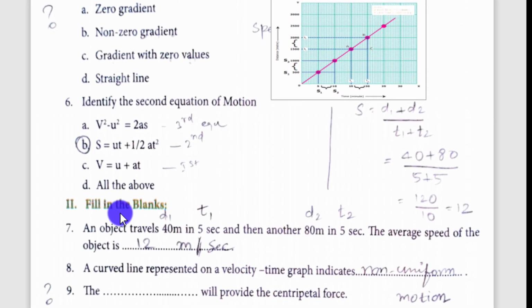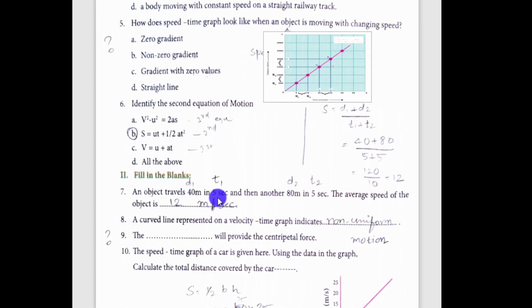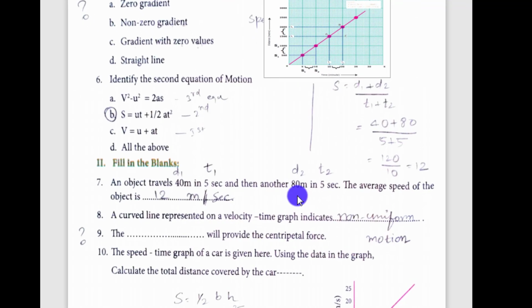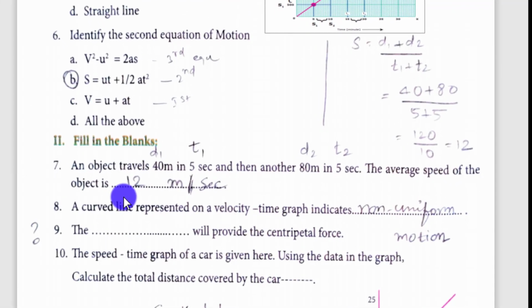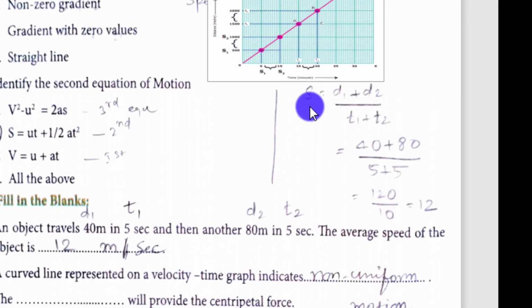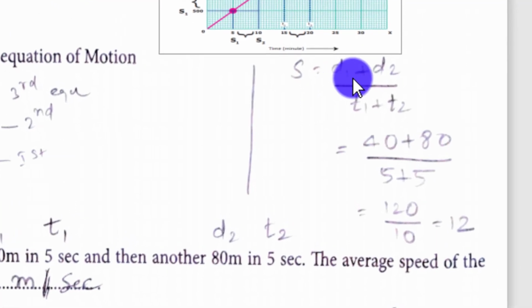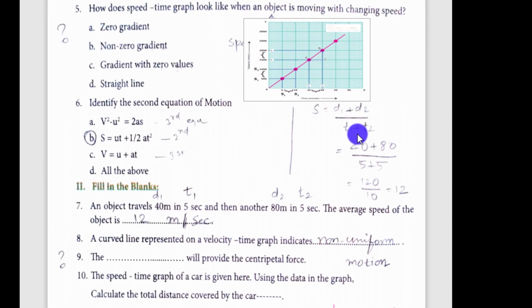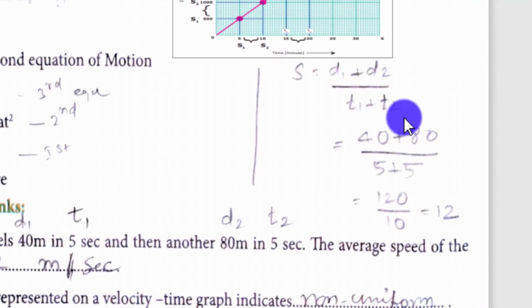The next part is fill in the blanks. An object travels 40 meters in 5 seconds and then another 80 meters in 5 seconds. Then the average speed of the object is. What is the formula for average speed? Speed equals distance d1 plus d2 by t1 plus t2, the total distance traveled by total time taken.